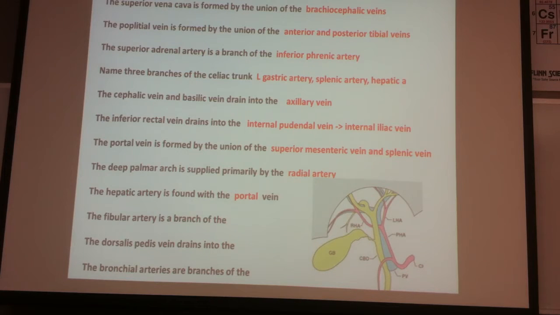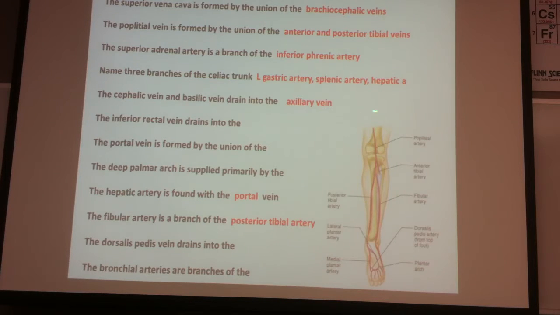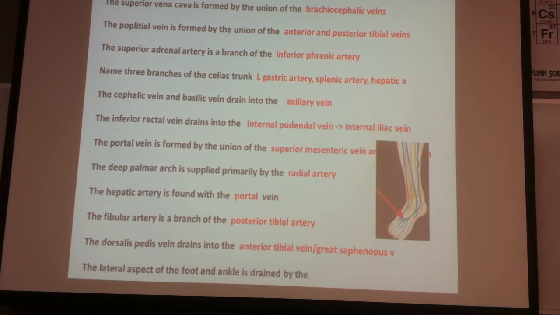So we don't have our hepatic vein beside the hepatic artery like we typically do with most other vessels. The fibular artery is a branch of posterior tibial. So here's popliteal, giving off the anterior tibial and the posterior tibial, and here's fibular. It's a branch of posterior tibial, and the fibular vein drains into posterior tibial. Dorsalis pedis vein drains into anterior tibial, and it is also connected to great saphenous, so you could go either way.